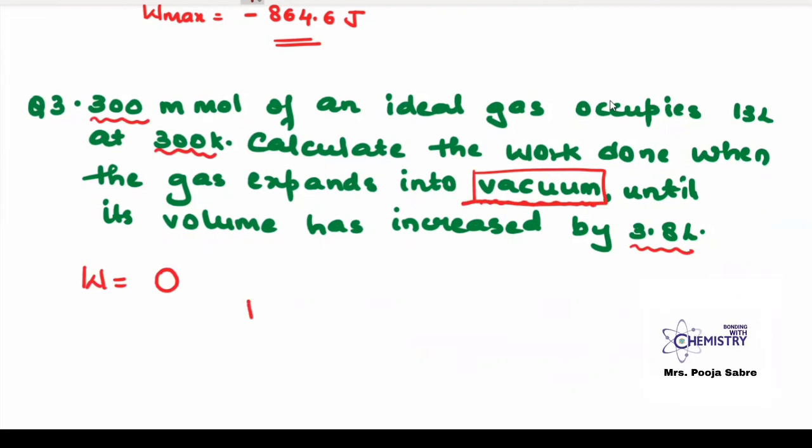Now, why is W equal to 0? Because W is equal to minus P external delta V. And in case of vacuum, the external pressure is 0. So this entire equation will become 0.